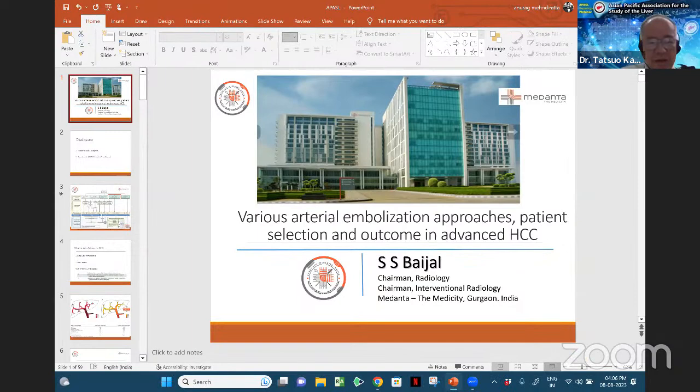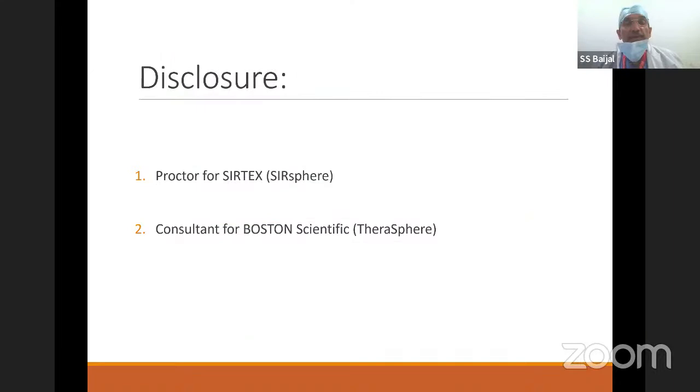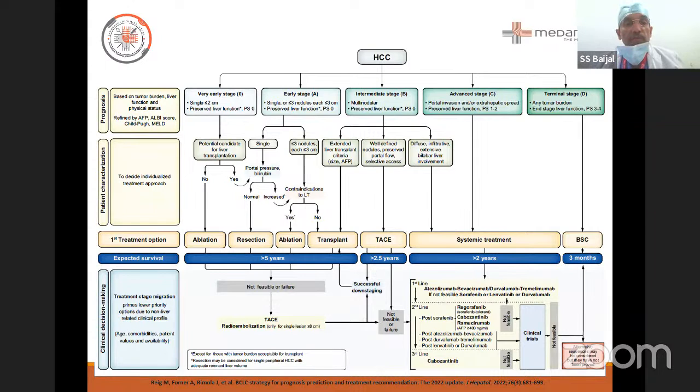So the topic assigned today is what are the various transarterial methods of treating patients, and how to select, if possible, an optimized way to triage them into different treatment protocols, and what would then be the outcomes if we were to do so. To briefly go back, to the new BCLC, which is not so new anymore, it has given us the flexibility of placing patients in different algorithms, but allowing for stage migration and hence moving from one treatment to the next.